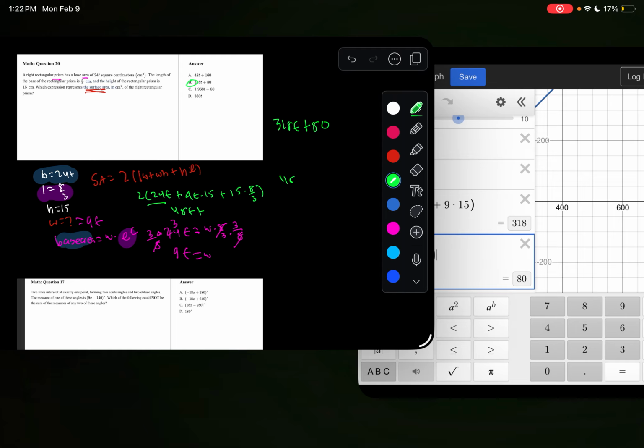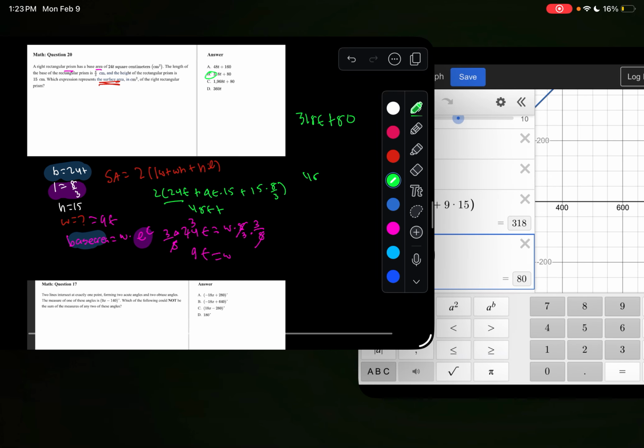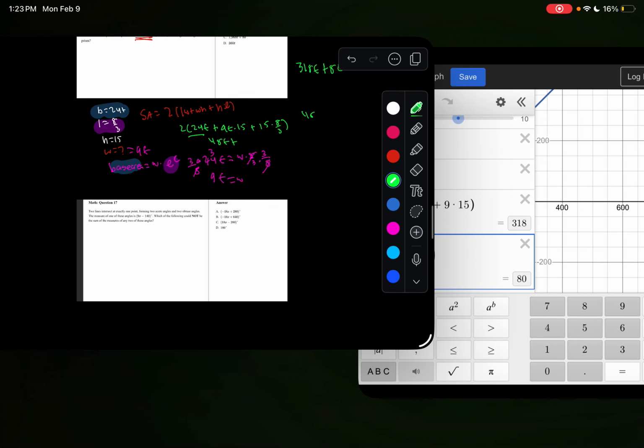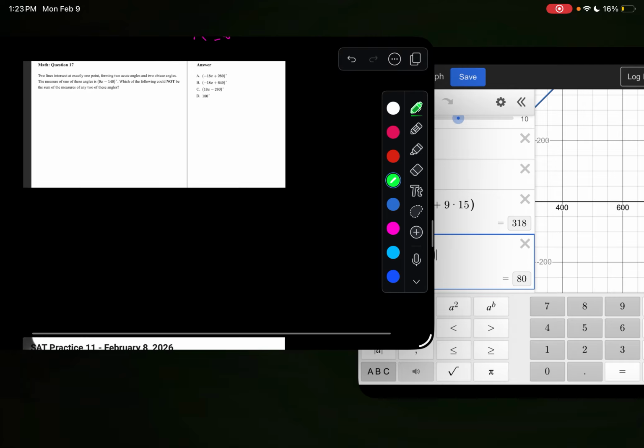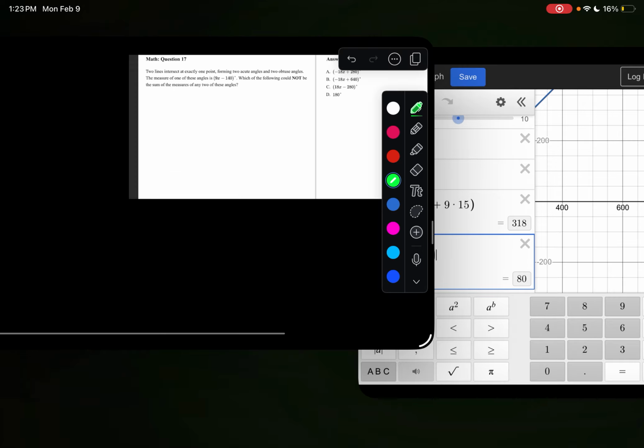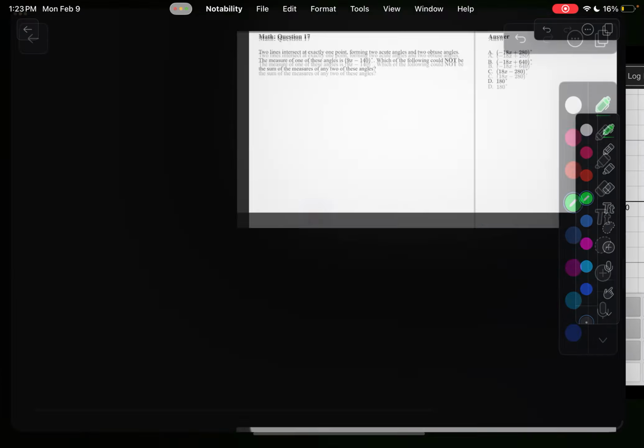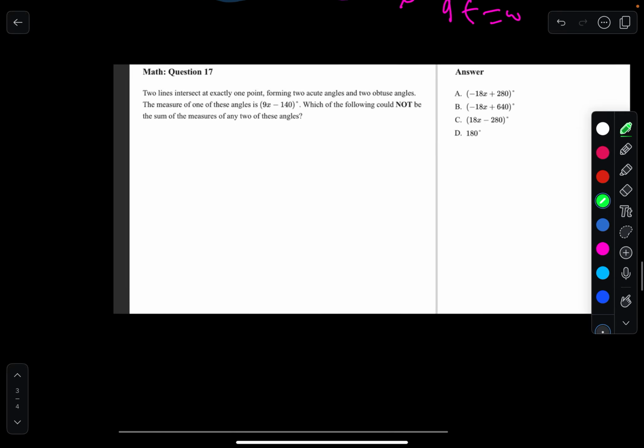You can choose your own way of multiplying it. All right, this one was hard. There are ways to solve this though.